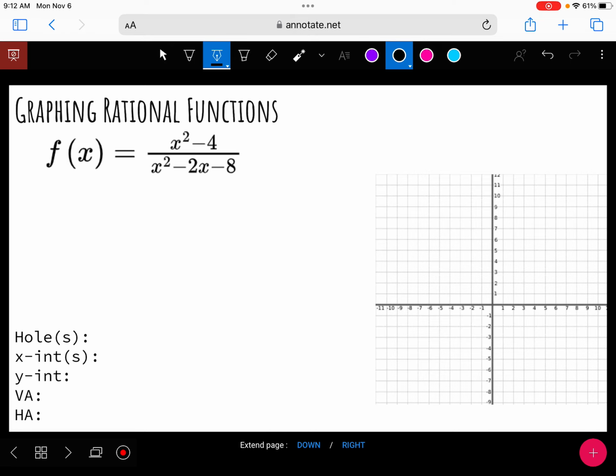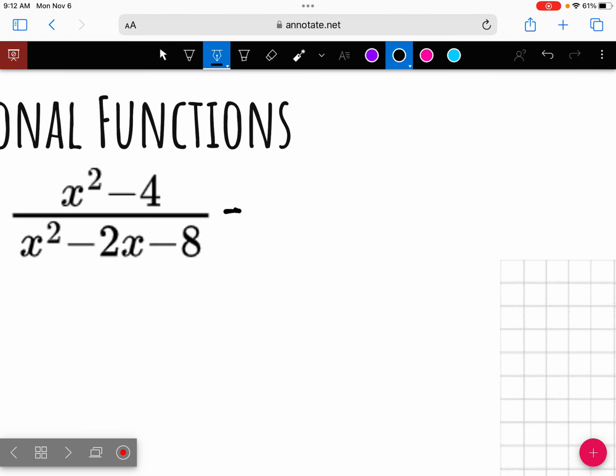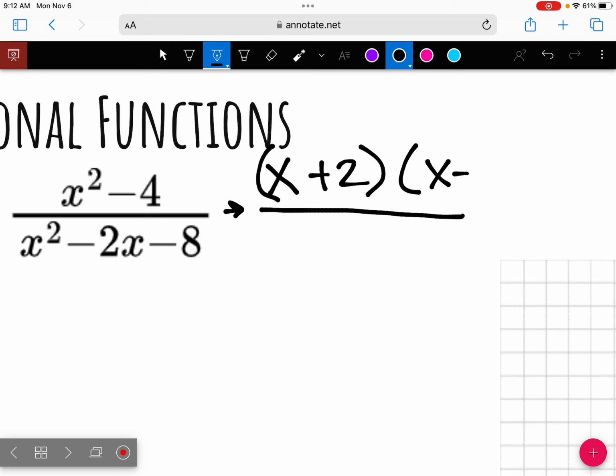So our first step is going to be to factor both of those, see if we have any holes. So we'll write this in our factored form first. And this is the difference of squares. So x plus 2, x minus 2.